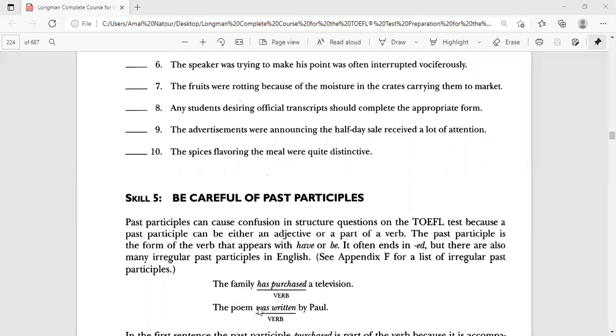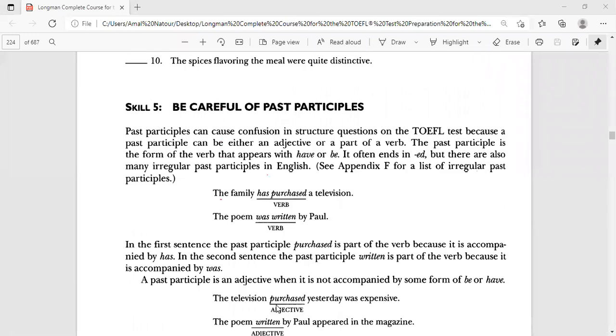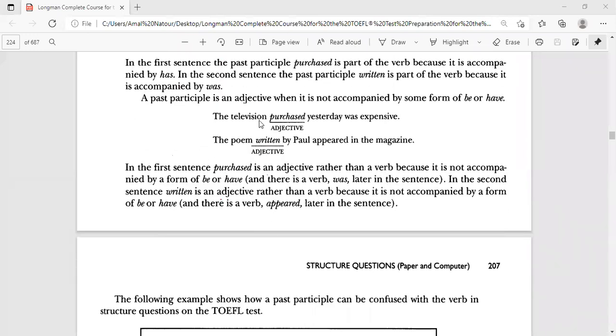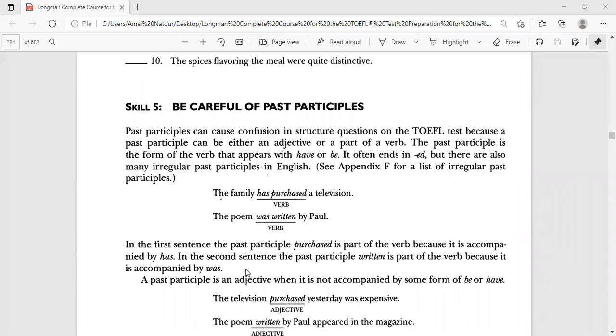In the second example here, the past participle written is part of the verb. Why? Because it is accompanied by the verb to be, was. Here, if we look at these sentences: The television purchased yesterday was expensive. The poem written by Paul appeared in the magazine.